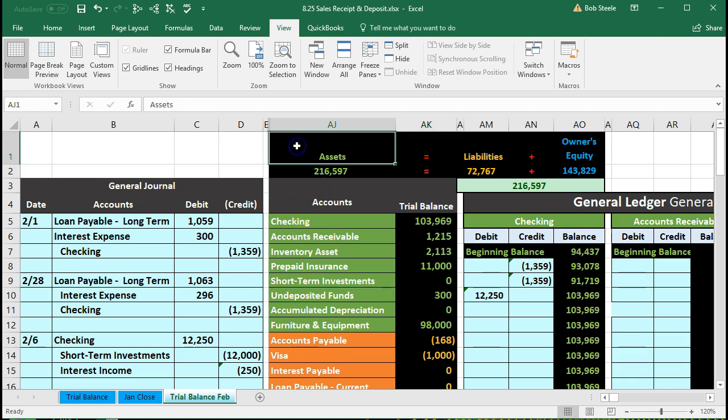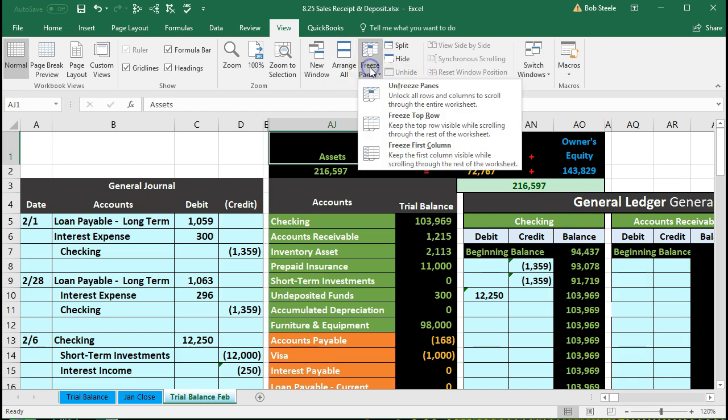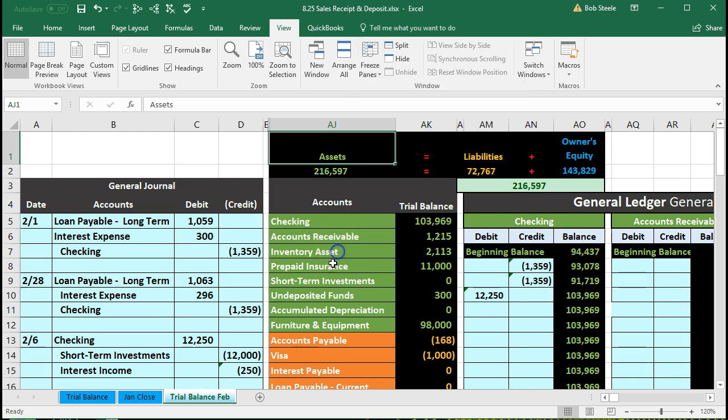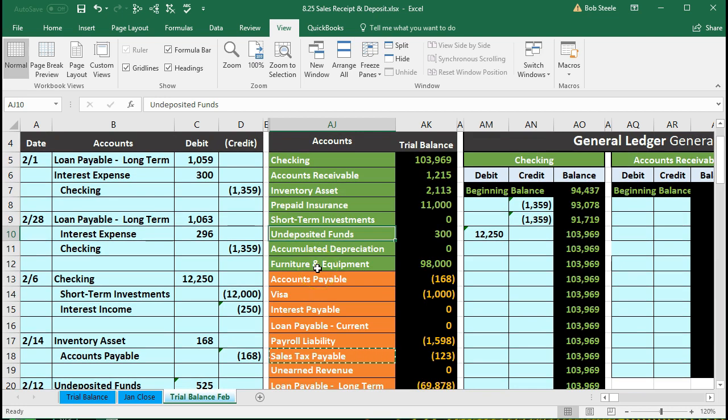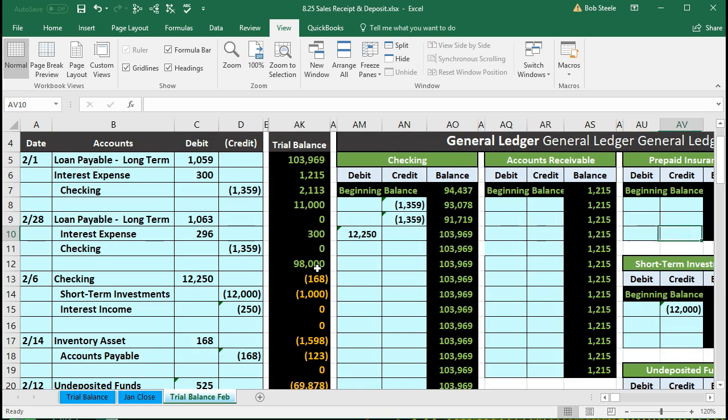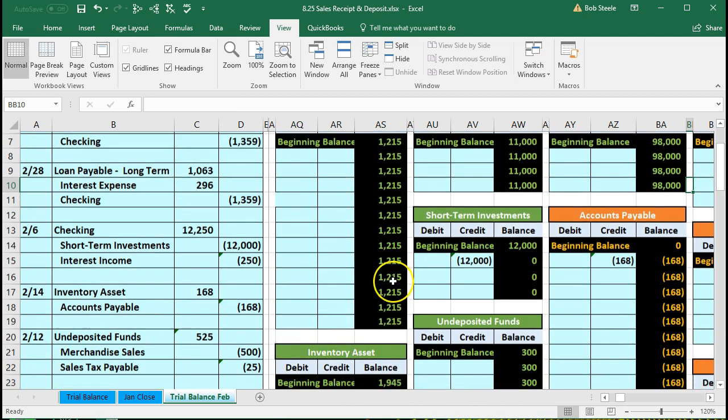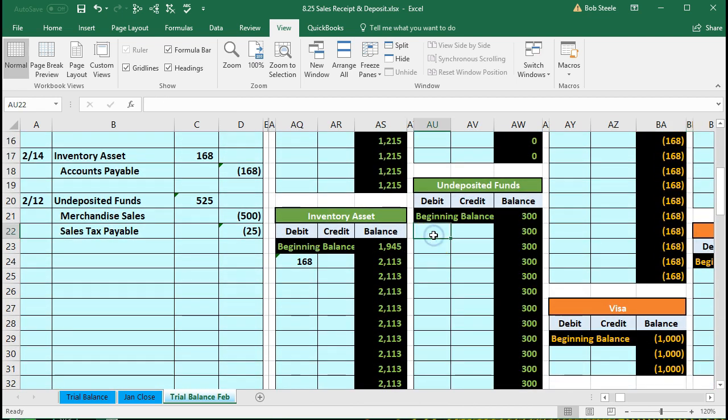So we're going to go up to AJ1. We're going to go to the View tab, the Windows group, Freeze Panes, and then make sure that your panes are frozen. Click that, and then when you move over, it should be a little bit easier. So then we're going to go find this. It's going to be the third to last account, so we're going to go to the right. We're looking for undeposited funds. Then if we scroll down, there it is. It's in AU22. So in AU22, we're going to select equals and point to this 525, bringing the balance up from 300 by 525 to 825.